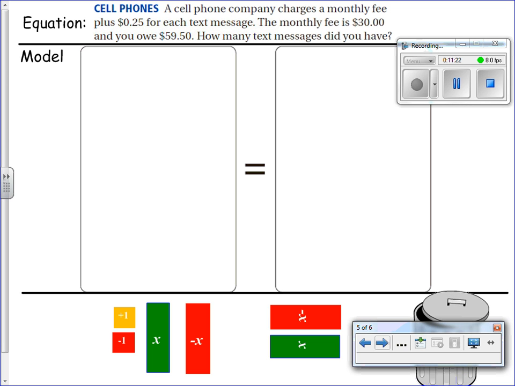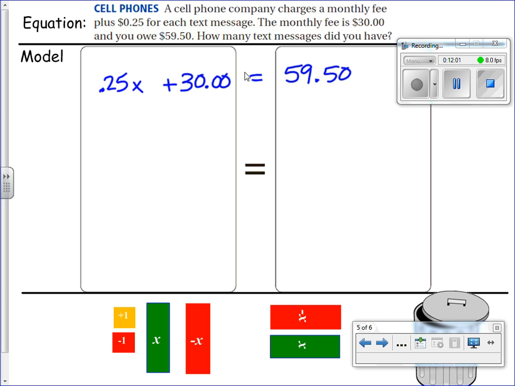A cell phone company charges a monthly fee plus 25 cents for each text message. This should look a little bit familiar to you guys. The monthly fee is $30 and you owe $59.50. So we owe $59.50. And it says it charges a monthly fee plus 25 cents for each text. The monthly fee is $30. So plus 30. So it's going to be 25 cents or 0.25 times each text message. So x in this circumstance is the number of text messages.